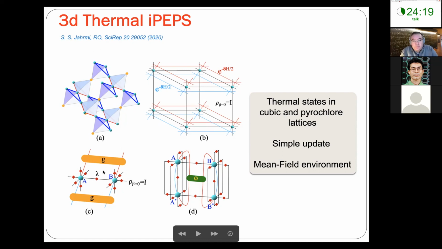Now we choose to use the simple update because it's very convenient in order to deal with different lattices. And we know that this is approximate, but for the systems that we want to simulate, this was already sufficient. And the way to compute expectation values was by approximating them through a mean field environment, which is essentially what we have here on the lower right corner. We know that this is approximate. We are not contracting the full lattice using corner tensors or similar techniques. But we know that this is going to be okay if the correlation length is sufficiently small or not too large. And a posteriori, we're actually testing for which systems this is working.